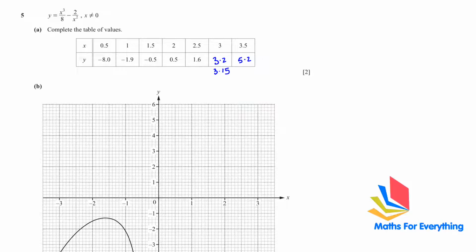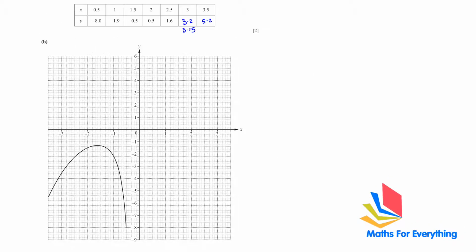And now we have to plot the points. Remember that x is not equal to 0. And where is x not equal to 0? On the y-axis. So our graph will not touch the y-axis.